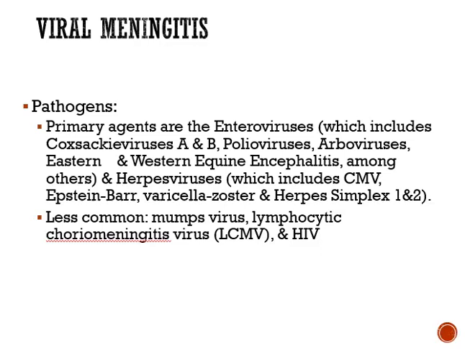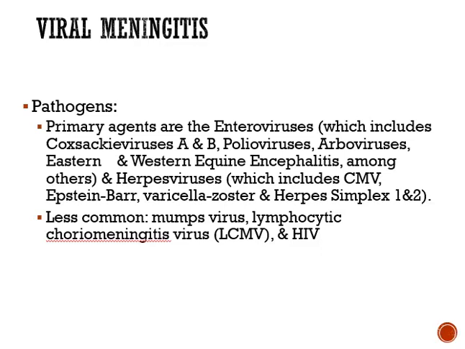Okay, pathogens associated with viral meningitis. Your primary agents are the enteroviruses. This is a group of viruses that includes Coxsackie virus A and B, polioviruses, arboviruses, Eastern and Western equine encephalitis, and others. It also includes the herpes viruses, which includes CMV, Epstein-Barr, varicella zoster, the virus that causes chickenpox, and herpes simplex 1 and 2.